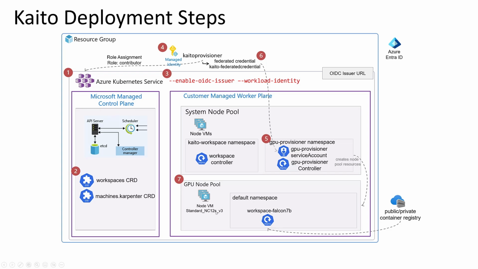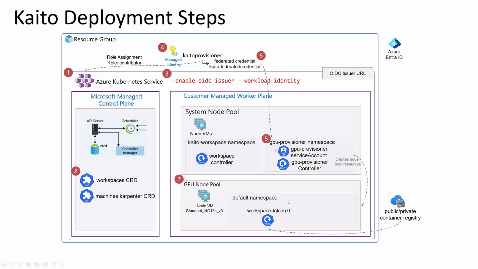As you see here, the NC12SV3. Maybe 10 minutes later, after this GPU node pool is created, it will then retrieve the LLM in a container image. It can either be in a public registry or your own private registry, and deploy to the default namespace or any namespace. And in this case, it is deployed as a Kubernetes deployment.